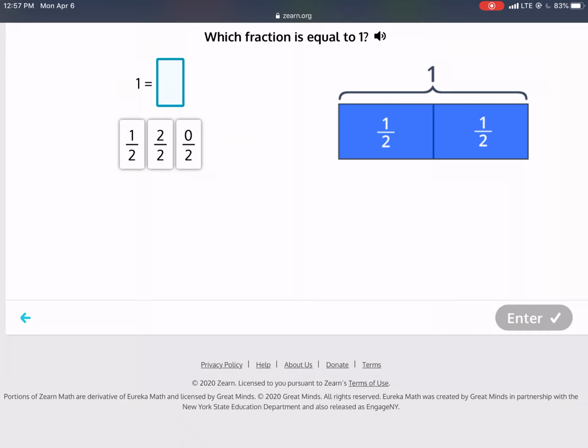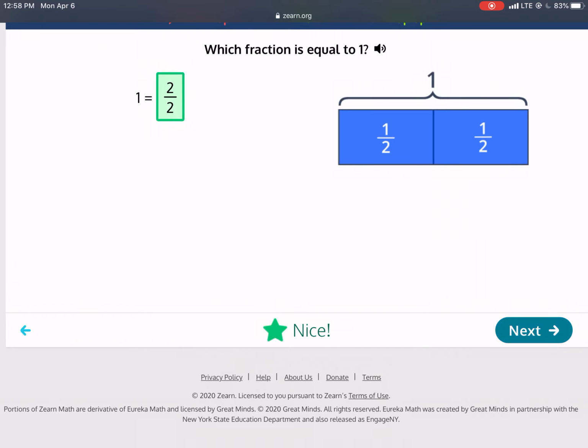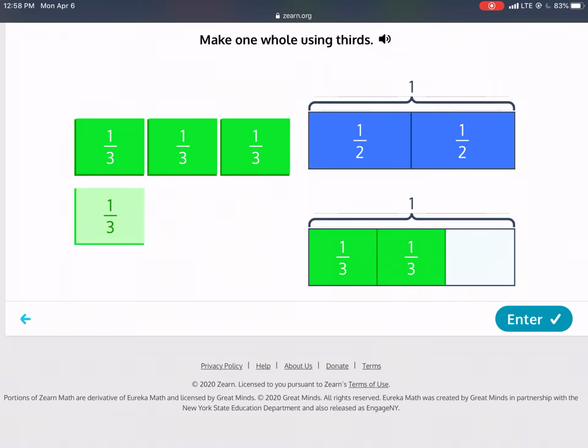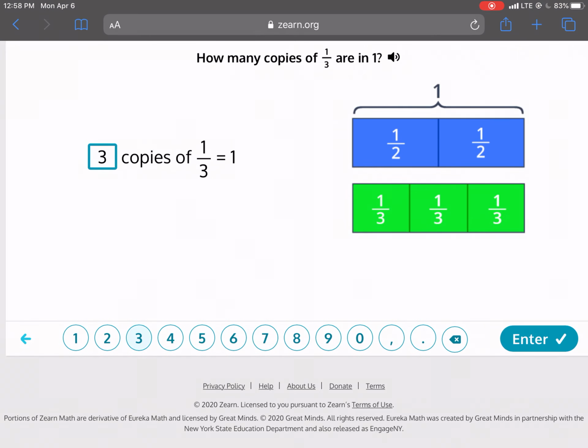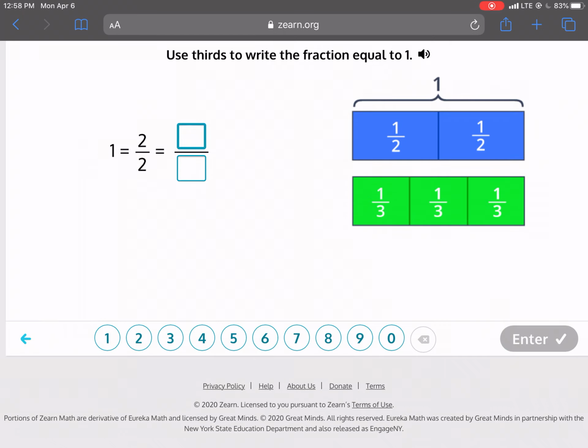Which fraction is equal to 1? 2 halves is equal to 1. Make one whole using thirds. Now we're going to repeat the same process just with thirds. So we're going to just drag our thirds here. As you can see, it takes 3 copies of 1/3 to make one whole. 3 copies of 1/3 equal 1. 1 is equivalent to 2 halves, and it's also equivalent to 3 thirds.